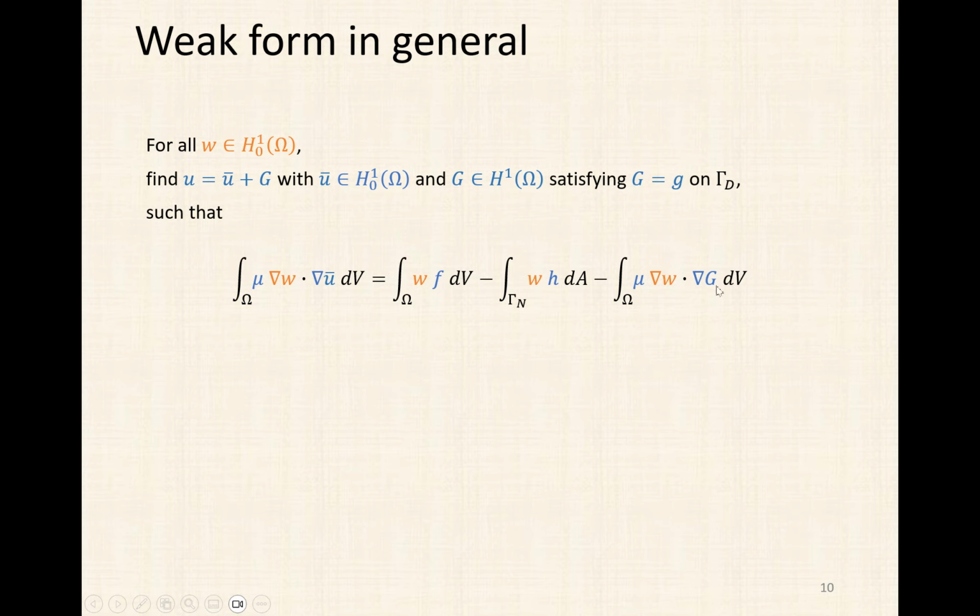So if we have homogeneous Dirichlet boundary condition, then capital G is 0, so this term vanishes, and then our u becomes u bar. So for non-homogeneous Dirichlet boundaries, we have an extra term. So this is how we derive the weak form for problems with non-homogeneous Dirichlet boundary conditions.